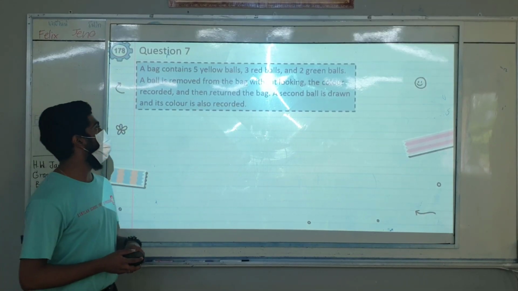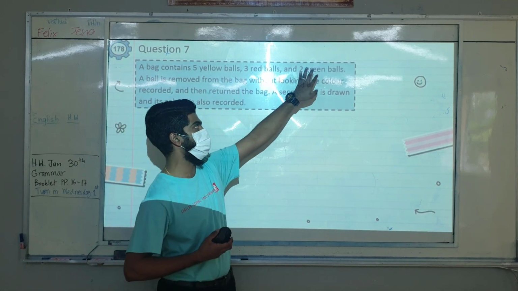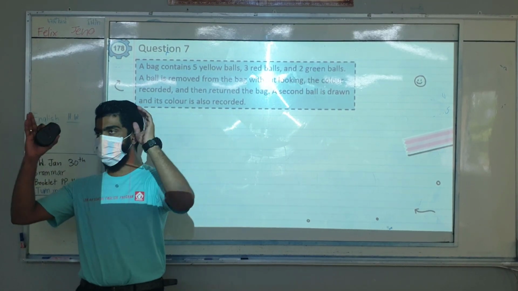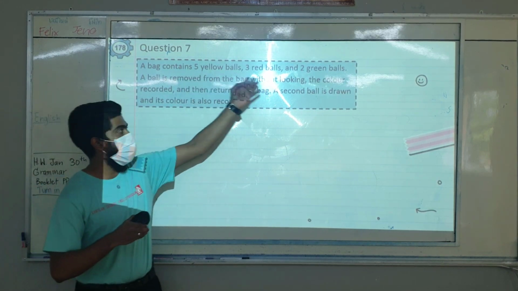Alright, going on to the next question. So here a bag contains 5 yellow, 3 red and 2 green balls. What is the total amount of balls in this bag? 10 balls, right? We added all of them.